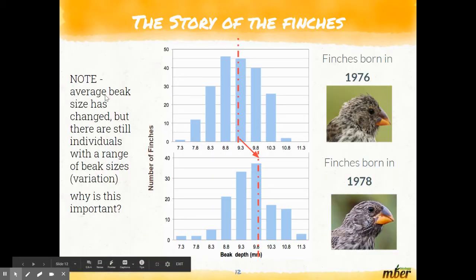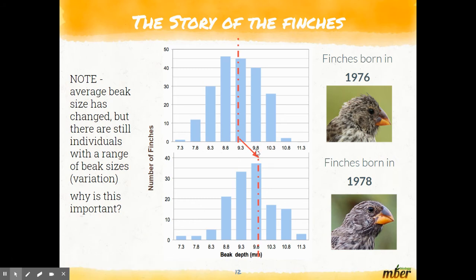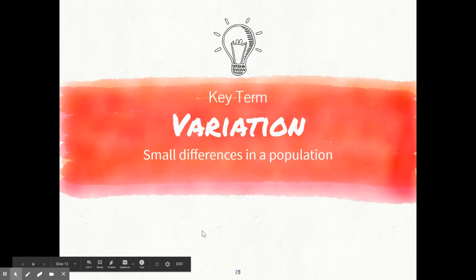Average beak size has changed, but within the individuals there's still variation, right? So if you look at the averages, the average has increased, but there's still some that are larger and still some that are smaller. Key term, variation, small differences in the population.